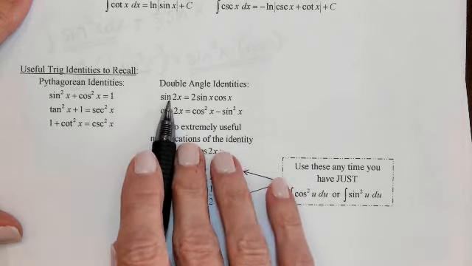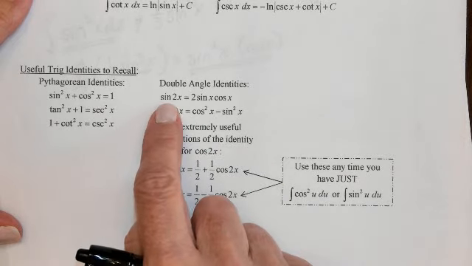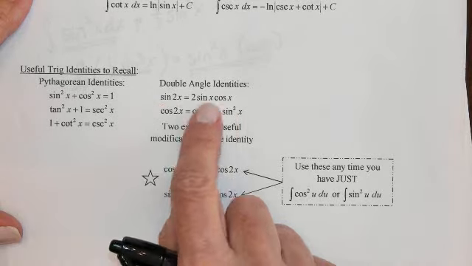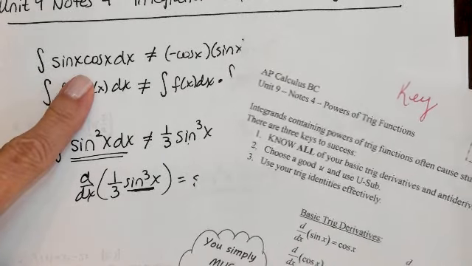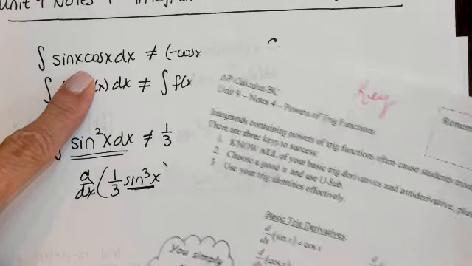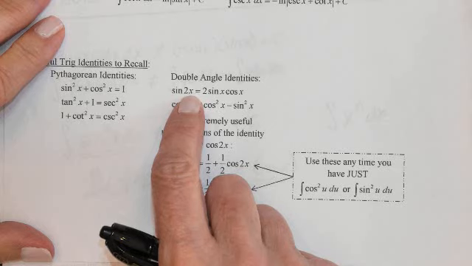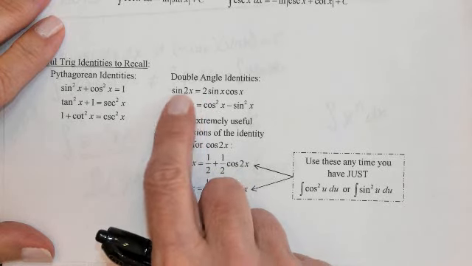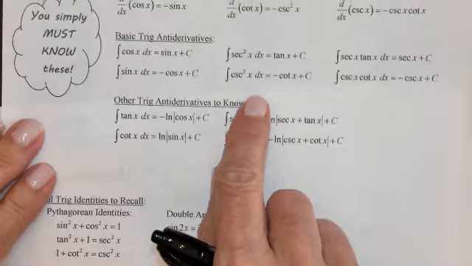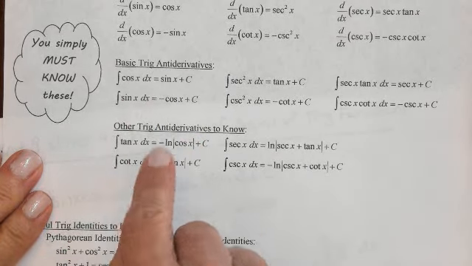Sometimes we use them going backwards. So sometimes we would have this because sine of 2x is easy to take the antiderivative of. This is hard to take the antiderivative of. So in that first example that I gave you, I would change that to a sine of 2x. It would be 1/2 sine of 2x. So sine of a number times x, cosine of a number times x, those are easy because we know all of those antiderivatives, right?